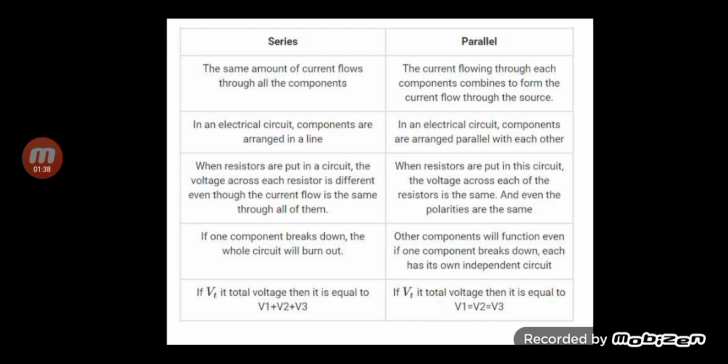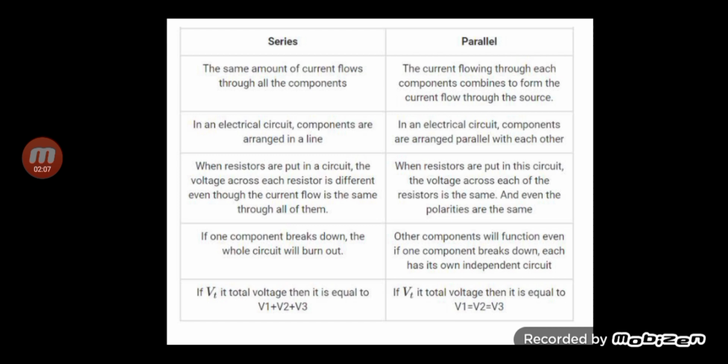In the series circuit, the same amount of current, that is the flow of electrons, passes through all the components. Whereas in parallel one, the current flowing through each component combines to form the current flow through the source. Because it has many paths, the current is divided. But in series, as it has only one loop, only one path, the same amount of current flows through all the components.